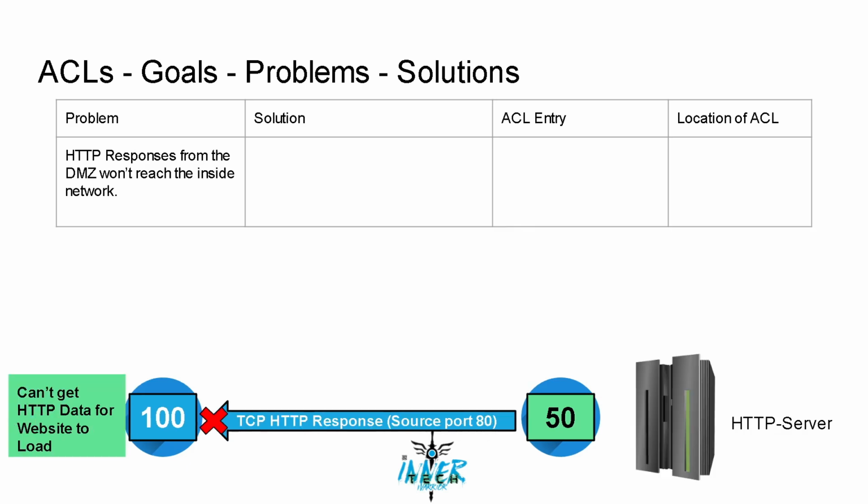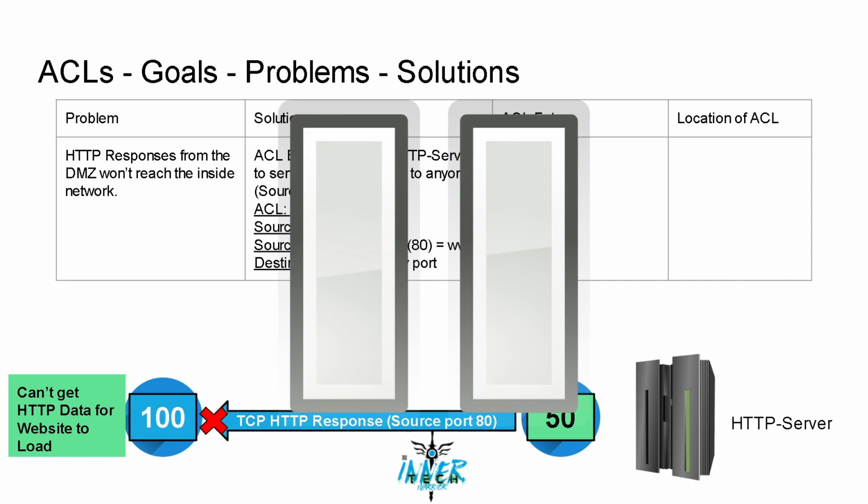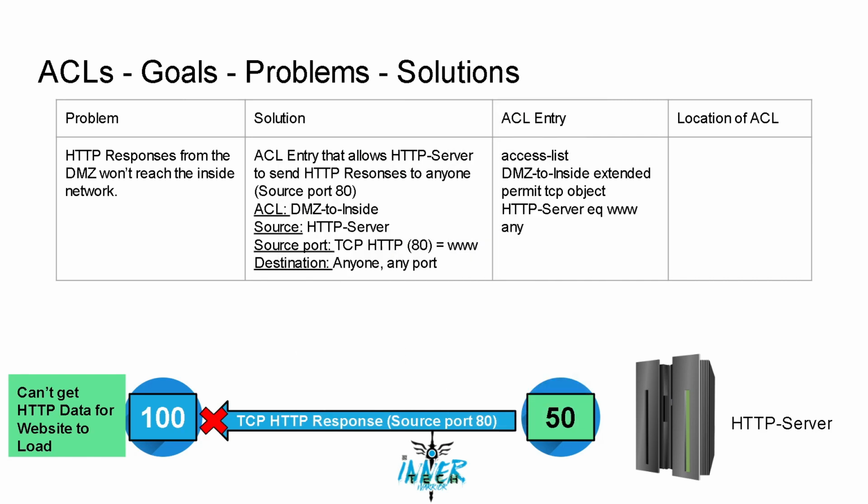Now let's tackle the web server. This ACL needs to allow the source web server to send source HTTP responses to anyone. Pause here and try to create it. The answer is access-list DMZ-2-inside extended permit TCP object HTTP-server equal www any.